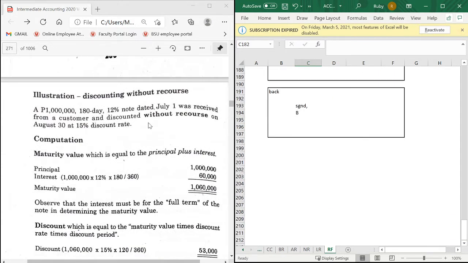Illustration. So, 1 million pesos, 180 day, 12% note dated July 1 was received from a customer and discounted without recourse on August 30 at 15% rate. Ang principal is 1 million. Ang time ay 180 days or 180 divided by 360. Ano, 360 ang ginamit ngayon? Kanina 365. Ang 12% yung rate, interest rate. Discount rate ay 15%.